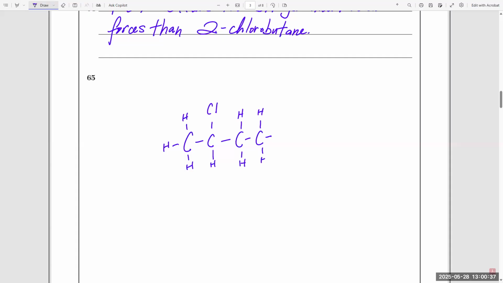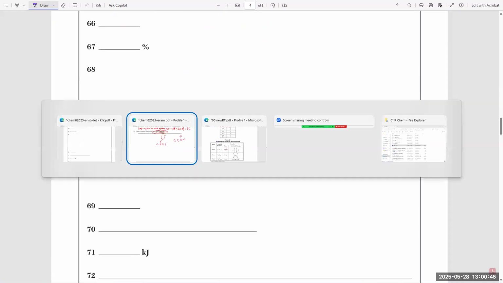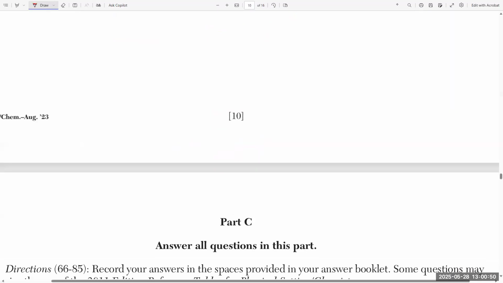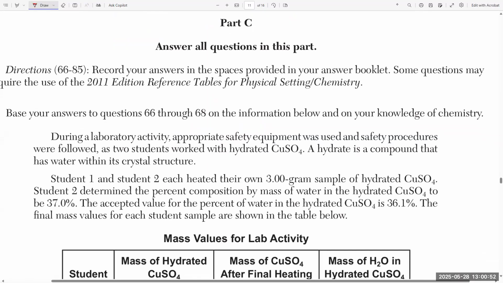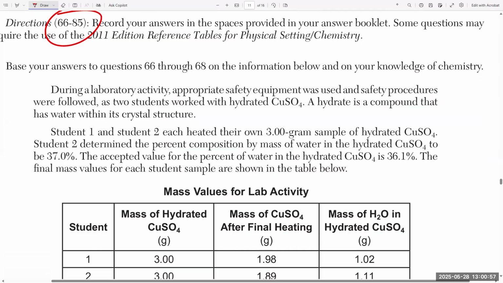Now, do you have to fill in the hydrogen? The answer is no, but that's fine, okay? Let's keep going. 66. Number 66. Let's take a look. All right, so this is a biggie. It's 66 to 85. It's a lot of questions, okay?